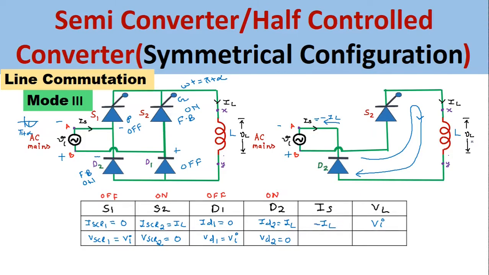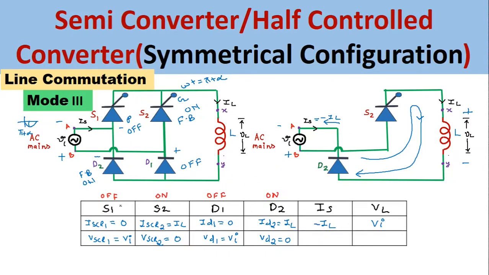What is the load voltage now? Since the load current direction is the same as before, because it is entering at the X point and leaving at the Y point, the polarity of the load voltage will remain the same. So the load voltage will be equal to the input voltage in this condition also. Whatever input signal is coming, it will come at the output, but the polarity of the output voltage does not change because of this direction of the load current.